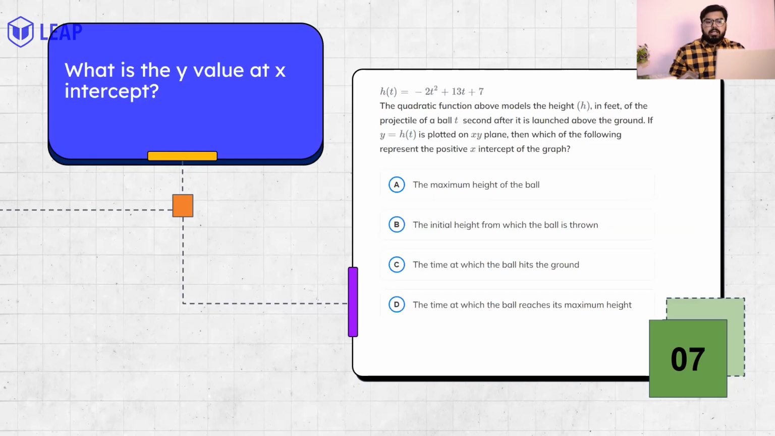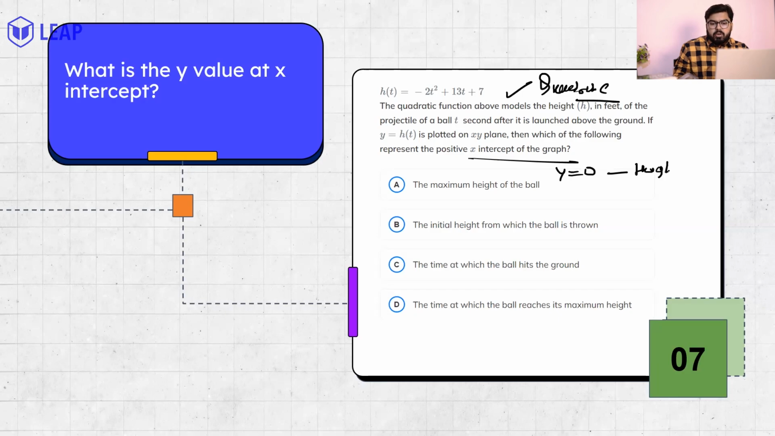Okay, I hope you have done it. It is again a quadratic equation. It is asking what does the x-intercept represent? At the x-intercept, y is 0. You can just put the y value, which is height, right? Height is the y value. You can just put the y value to be 0. So when you put the y value 0, what is y? Y is the height, right?